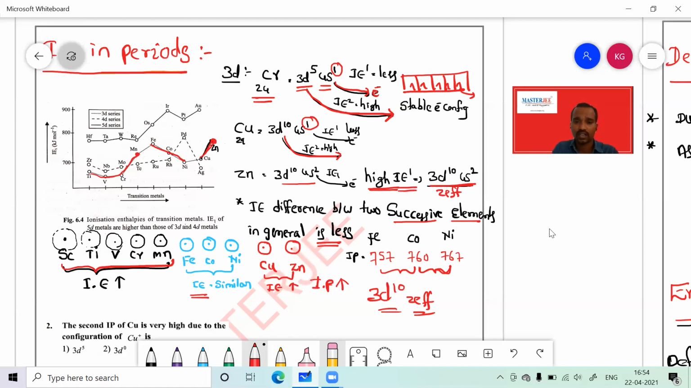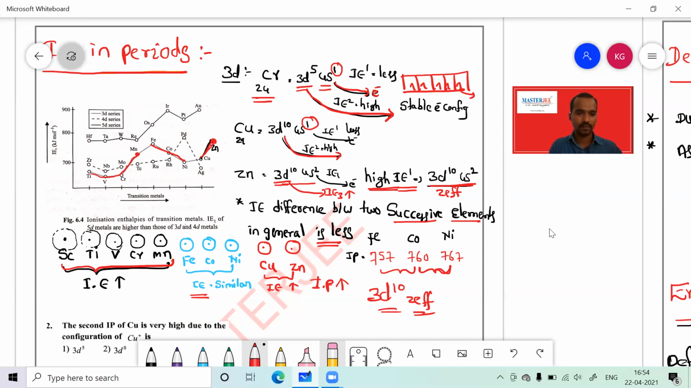After losing the first electron, the second ionization energy is easy. The second electron we can remove easily. But if you want to remove the third electron, we have to remove it from 3d10 onwards, so again ionization energy 3 will increase. That is the trend you have to remember by seeing this graph.